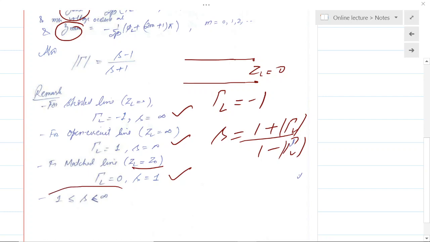So S will range from 1 to infinity. 1 means it is matched, there will be no reflection and thus there will be no standing waves. And infinity means that the wave is perfectly reflected back. All the wave power is reflected back. So when you add those, you will have the infinite ratio. Okay, so this is what we mean by the standing wave ratio.